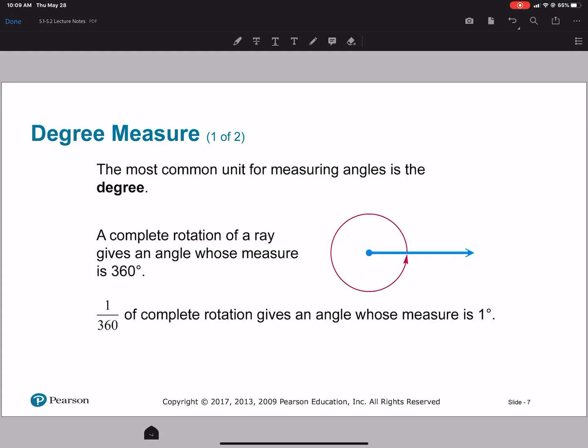So it says 1/360 of a complete rotation. All right? So you have to keep that in mind. What it's saying is one rotation is equal to 360 degrees. But if I wanted to get 1 degree, it'll equal 1/360 of a rotation. So just keep that in mind. That's how they got that.